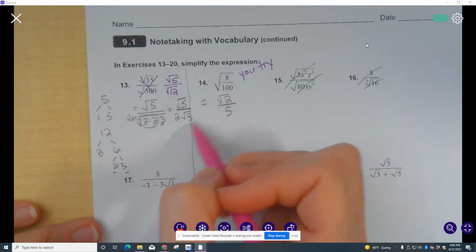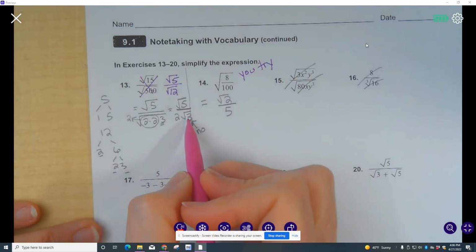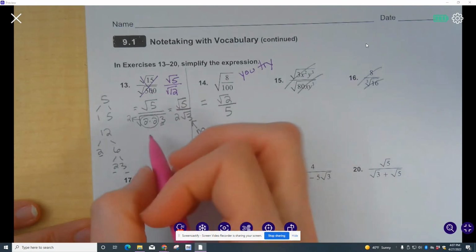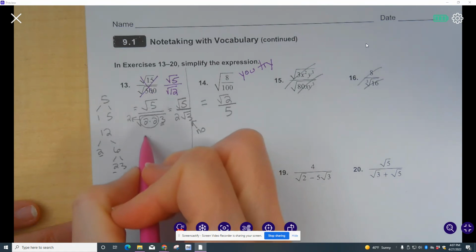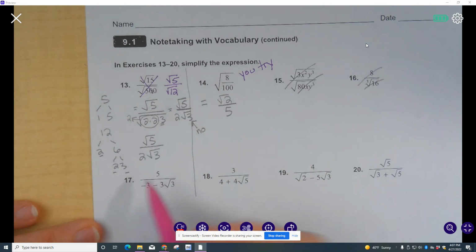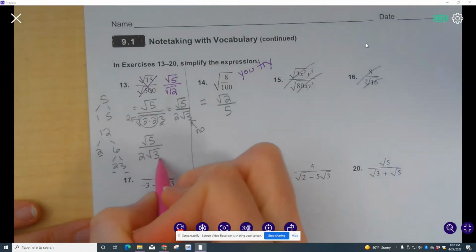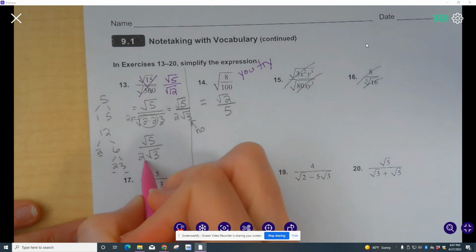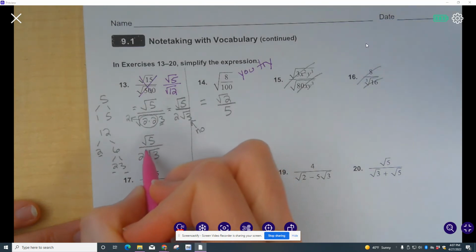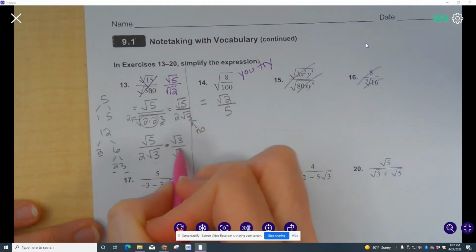Okay, now you might think we're done, but remember, we cannot have a square root in the denominator. So we need to rationalize the denominator. So I'm going to rewrite this here so I have a little more room to show my work for rationalizing the denominator. If we need to, we can work down here. We're not going to do this problem. So remember, to rationalize the denominator, I want to multiply top and bottom by the square root I'm trying to get rid of. The square root I'm trying to get rid of is the square root of 3. So multiply top and bottom by the square root of 3.